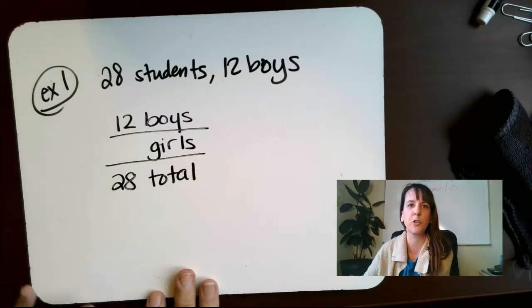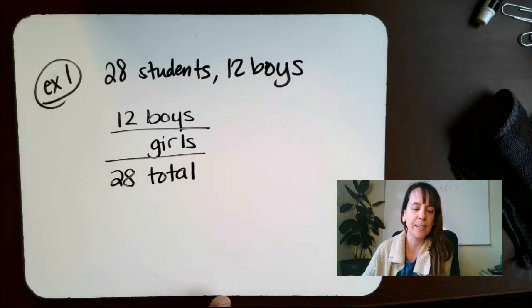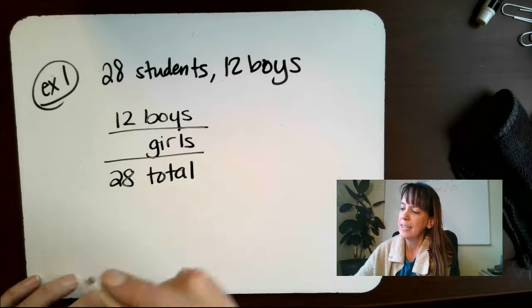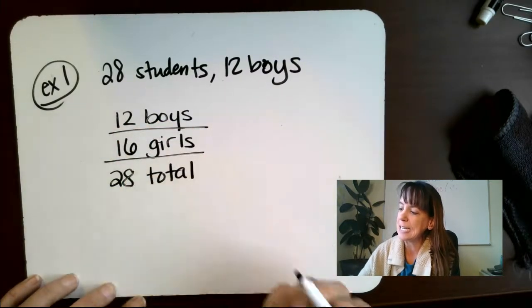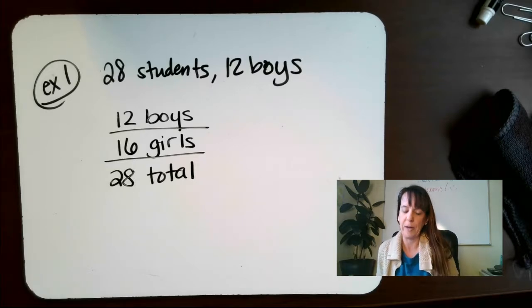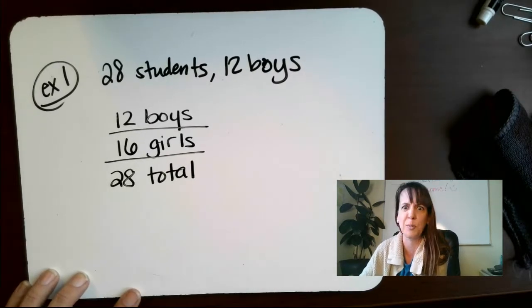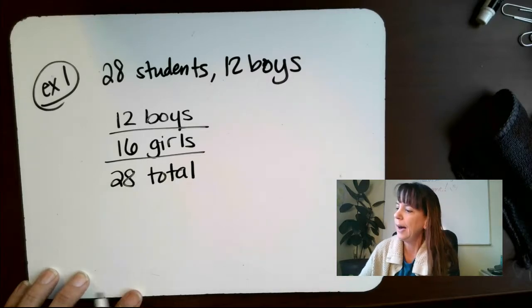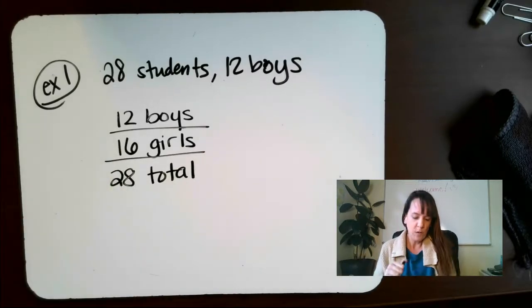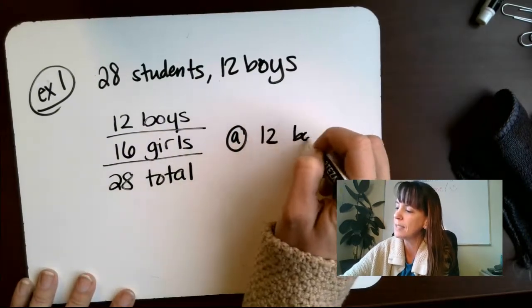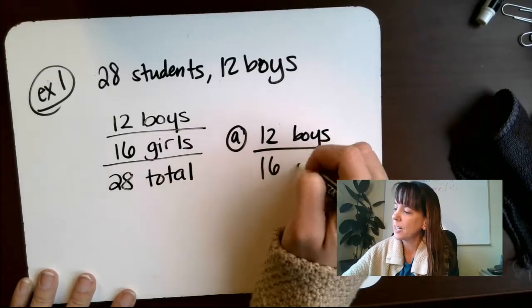Do you see we have a 3-part ratio here instead of a 2-part one? Well, if there's 28 total, that means there are 16 girls. I'm all paranoid now because it's costing me a fortune in chocolate every time I make a mistake, so I have to double check my math. Part A asks, what is the boy-girl ratio? The boy-girl ratio is 12 boys to 16 girls.